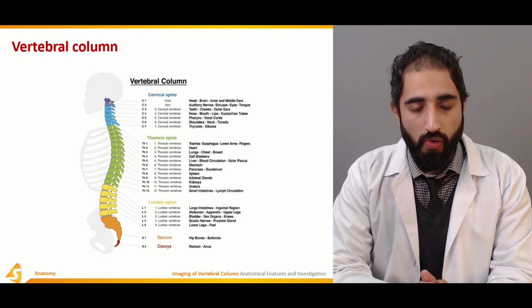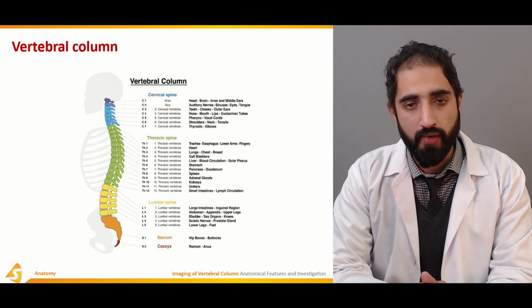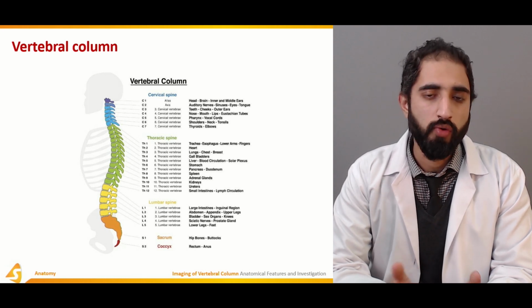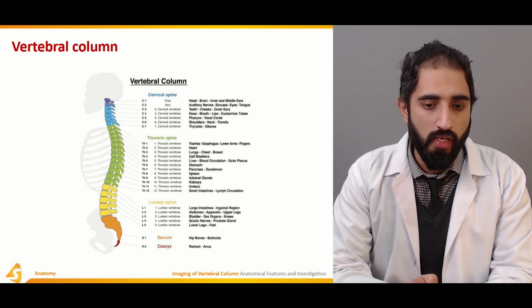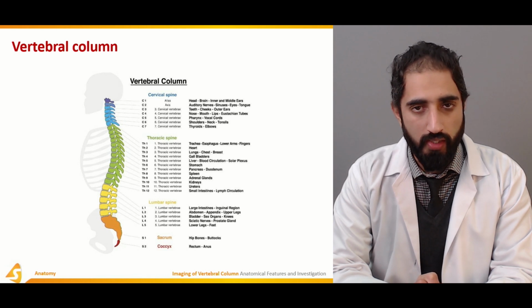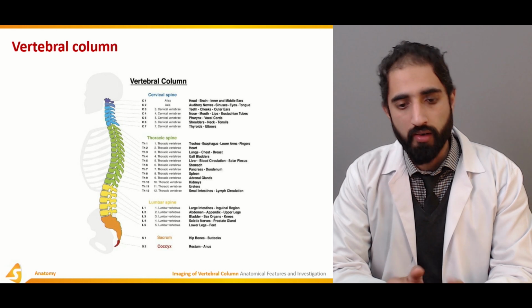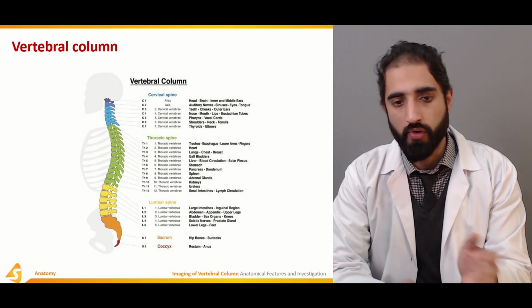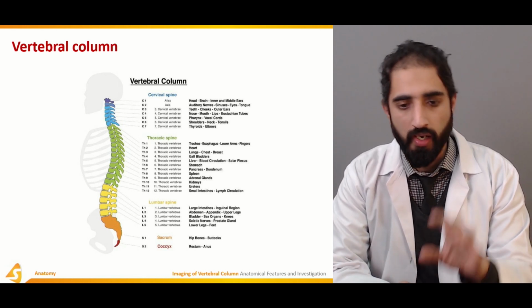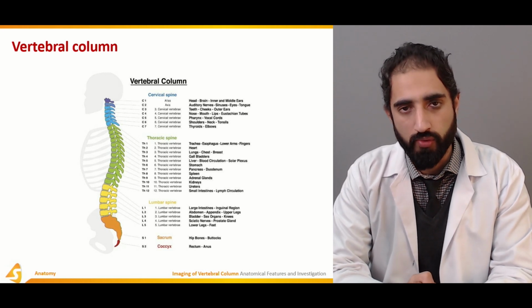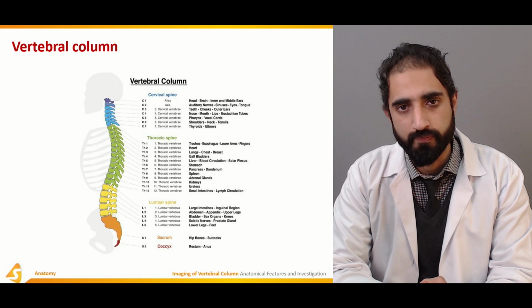Because other than that, we also have 5 sacral and 4 coccygeal vertebrae. These sacral and coccygeal vertebrae are fused with each other and they are not mobile. And that is why they are differentiated from the cervical, thoracic, and lumbar spine, which are given the term pre-sacral vertebrae.